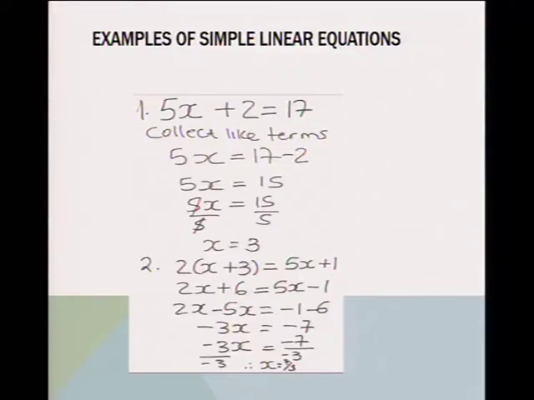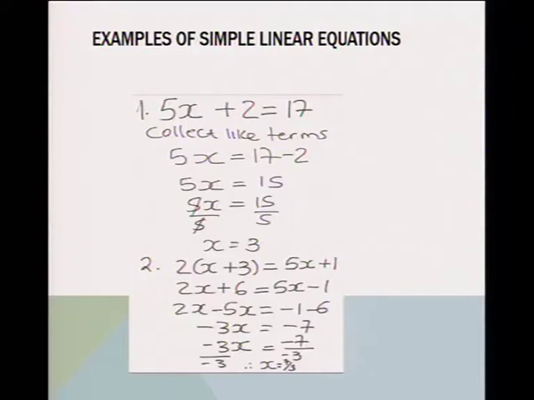You substitute 3 in the original equation. So you multiply 5 with 3 and it will give you what? 15. It gives you 15, you add 2, it gives you 17. 17 is equal to 17. The right hand side is equal to the left hand side. So we know that our solution is correct.